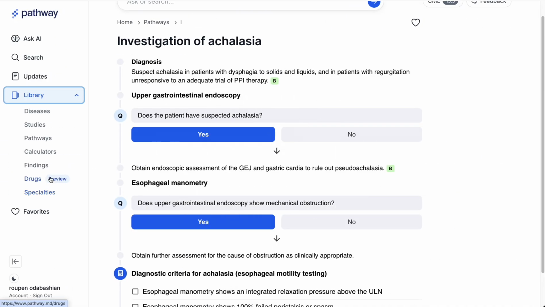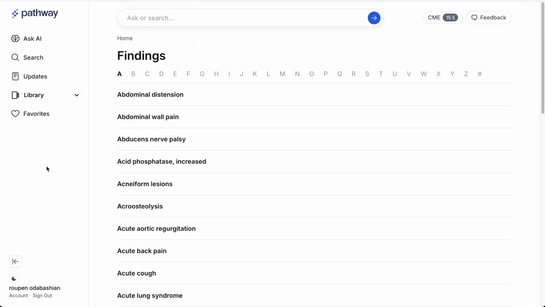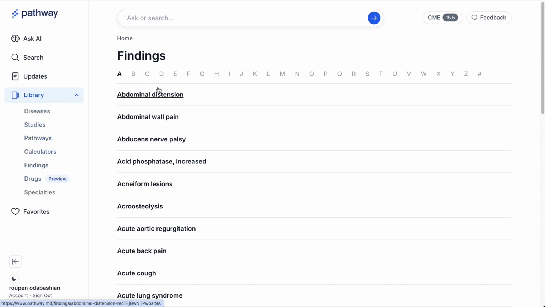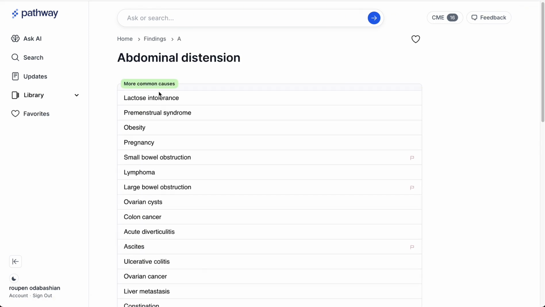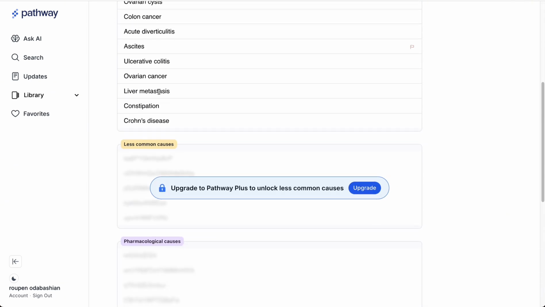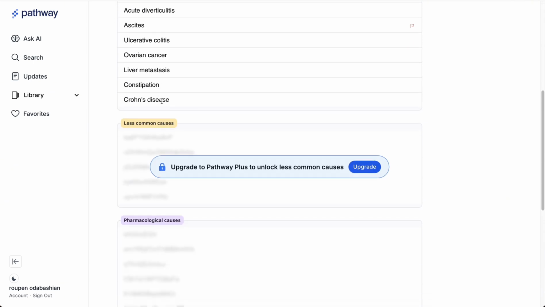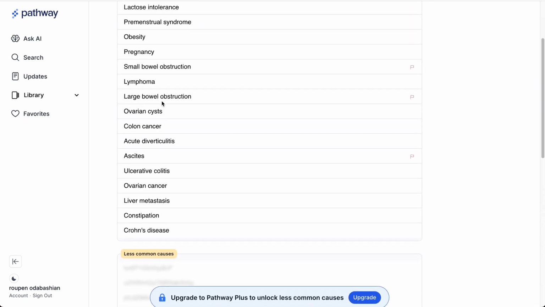Now let's look at other tabs quickly. So we have the Findings tab. Findings is how to approach different symptoms or signs that you find in the patient. For example, if I go to Findings, as you can see here, and again it's organized in an alphabetical manner, I click on abdominal distension, so it will open a differential diagnosis, the common causes of abdominal distension and less common causes. But to fully access PathwayMD's list, you have to have the paid subscription.